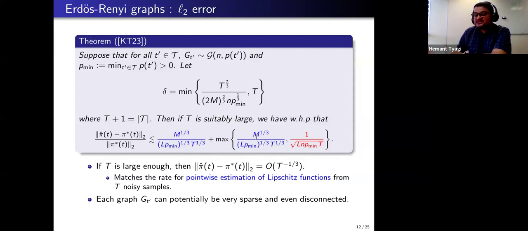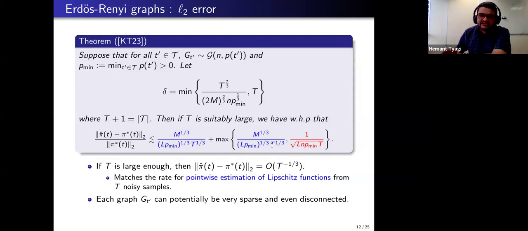But if the Lipschitz constant was actually a non-zero constant, then the blue term will take over for t large enough. So your error would go to 0 at the non-parametric rate t to the 1/3. And in fact, this 1/3 is not artificial. This t to the 1/3 matches the rate for pointwise estimation of Lipschitz functions from t noisy samples. So this is really what one would expect. So this t to the 1/3 cannot be improved. So this is the right rate in terms of t.